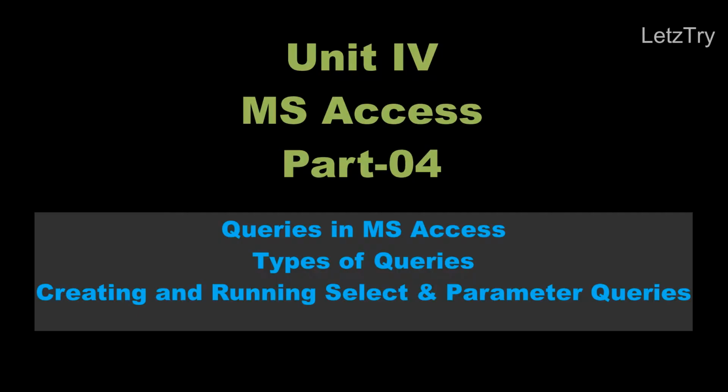In this class, we study what is query, types of queries, create simple select query, create parameter query, and run the queries. After knowing how to work with tables in MS Access, let us consider second type of objects in MS Access, that is queries.